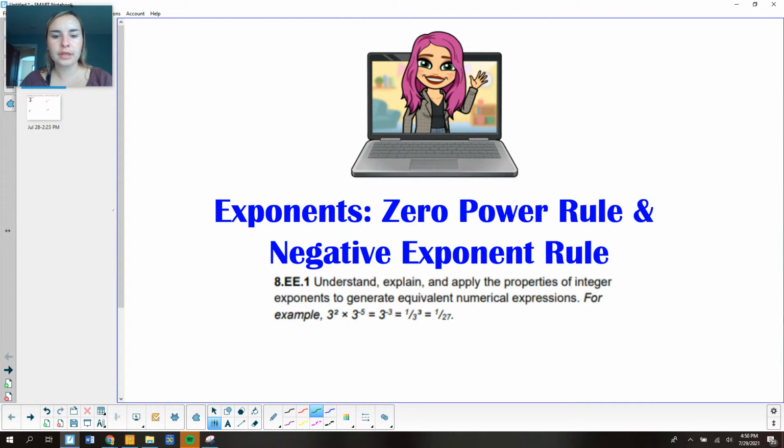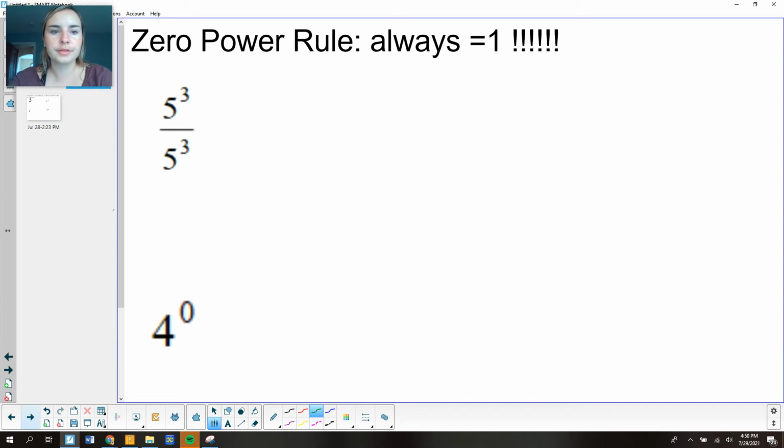Here we are examining the zero power rule and the negative exponent rule. Very simple once they get explained. So let's take a dive in and look at this. So the zero power rule, it always equals 1. And I'm going to explain this using the problem here.